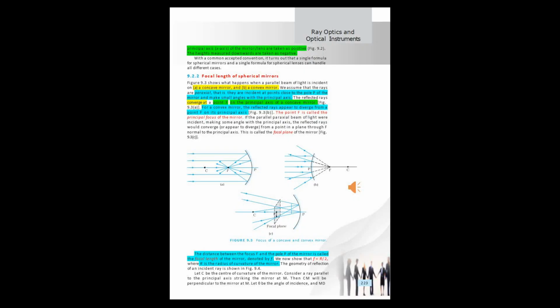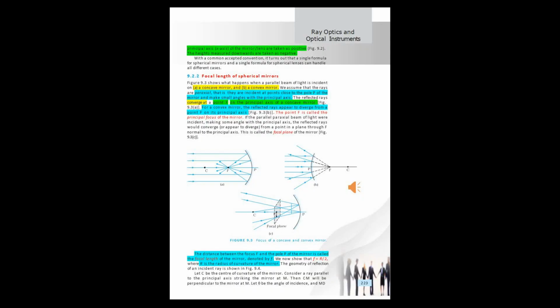The reflected rays converge at a point F on the principal axis of a concave mirror, figure 9.3a. For a convex mirror, the reflected rays appear to diverge from a point F on its principal axis, figure 9.3b. The point F is called the principal focus of the mirror.